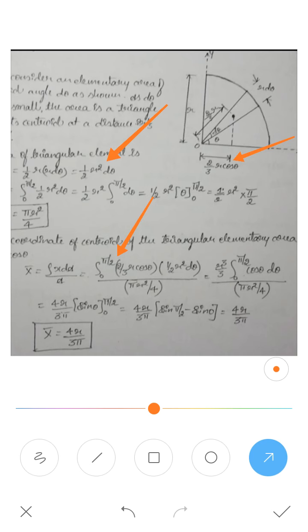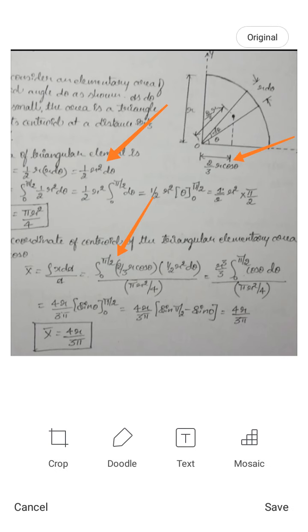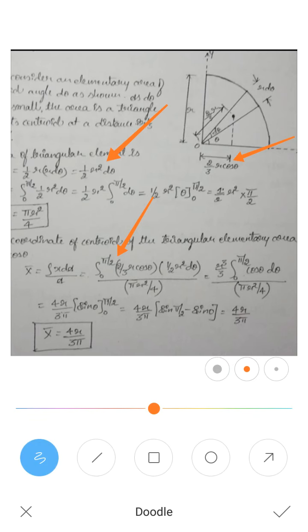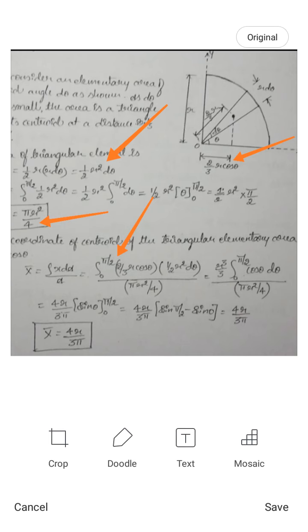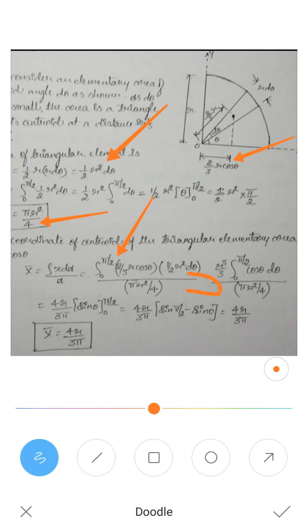Area is what we have determined in the previous step. Here, see here, pi r square divided by 4. So that I have substituted here. Okay, so next what I will do is just solve this equation.